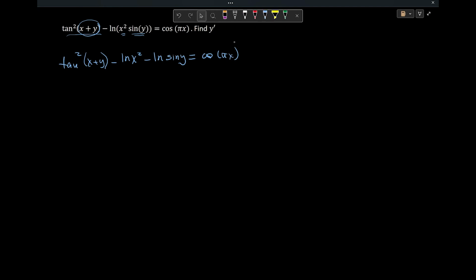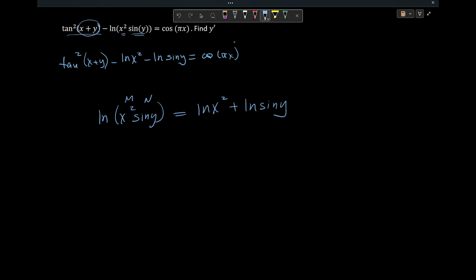Now be careful with this negative right here, okay? Because I have the negative ln of x squared sine y. This is like m, and this is like n, okay? So actually, let's take the negative. So we have ln of m times n. So it's ln of the first plus the ln of the second.